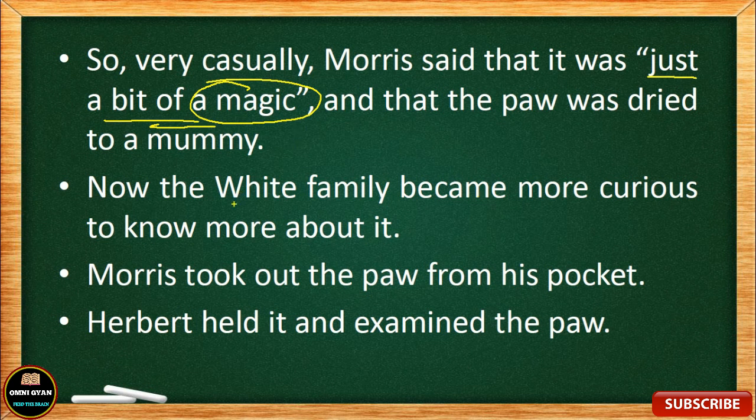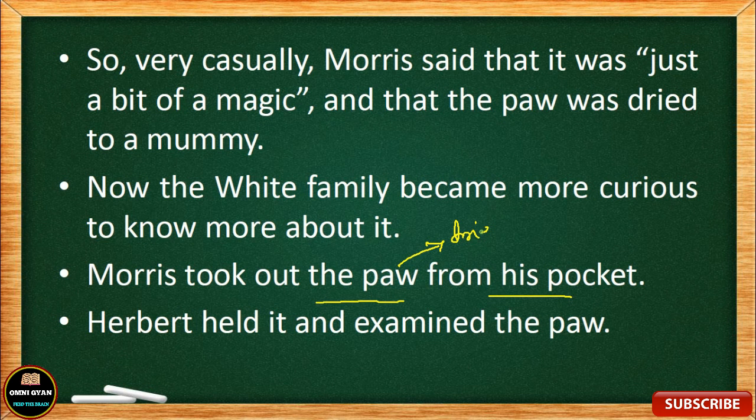So ultimately Morris, he had to take out the monkey's paw from his pocket. Now when Morris took out the monkey's paw from his pocket, actually you see this monkey's paw had been cut off from a monkey's body, obviously, right? And it was dried. This monkey's paw was dried. It was mummified.